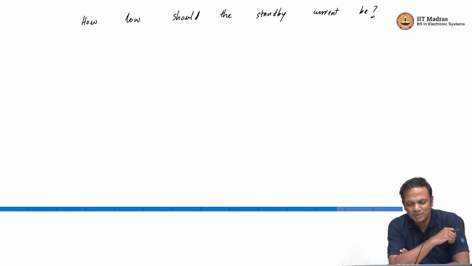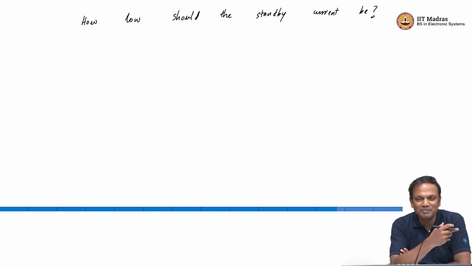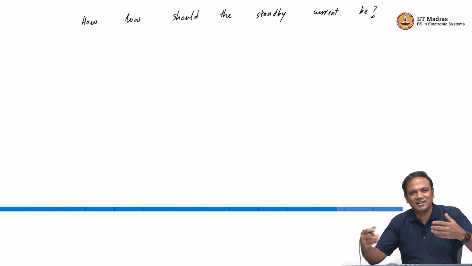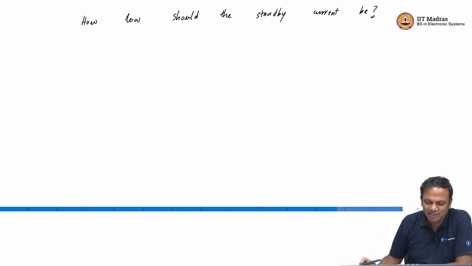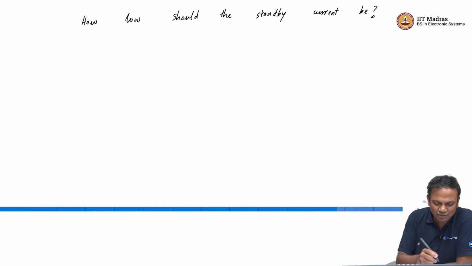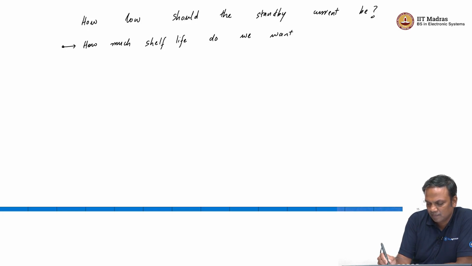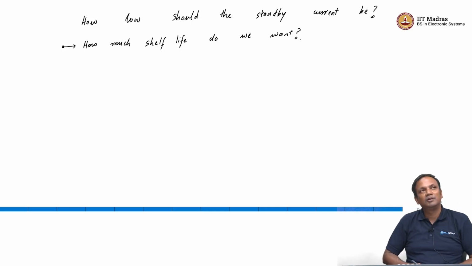Now, in general, every question is followed by more questions, right, and it is important to start from here and keep asking the right questions. So, to know how low the standby current should be, we should ask ourselves how much shelf life do we want?